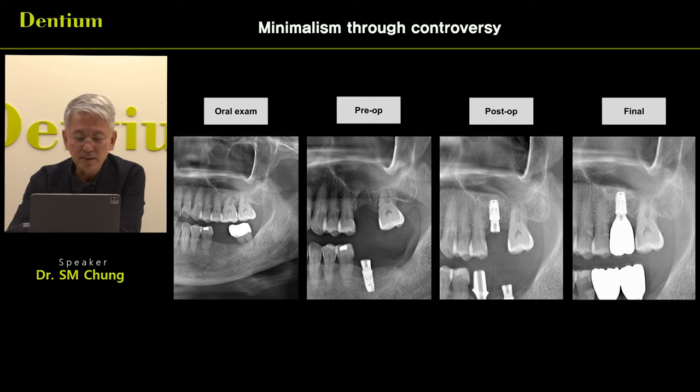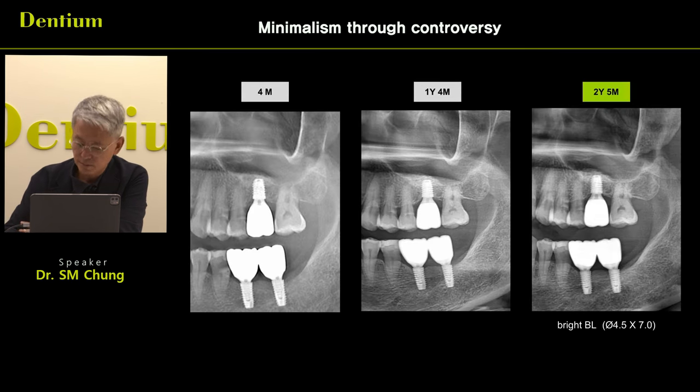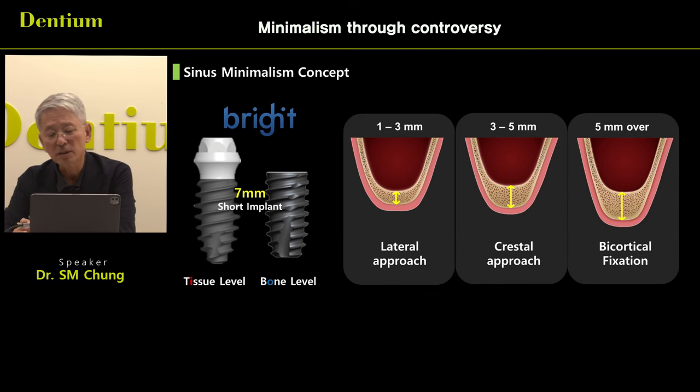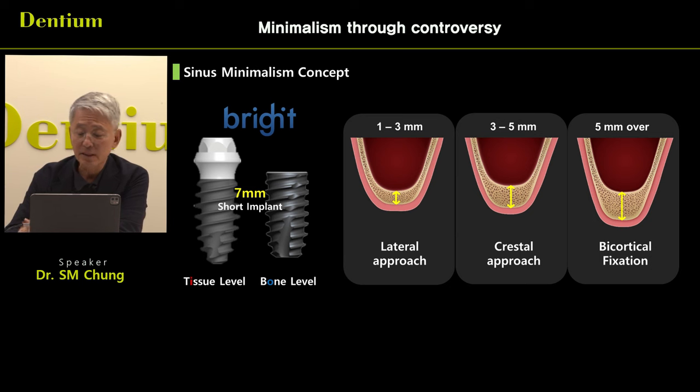This is one of the clinical follow-ups, where we did a very small sinus augmentation with a short 7 millimeter implant. After the maturation of the sinus, during the follow-up, we can see that bone remodeling was very successful. So a 7 millimeter implant length can be successful in the upper posterior as a single molar.